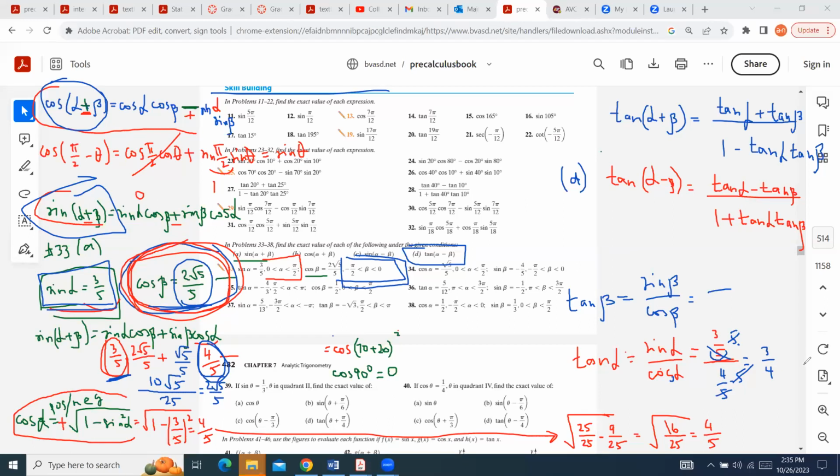So with beta, my sine of beta was found here. We struggled with it for a while. It was right there: the root of 5 over 5, right? And that will be my numerator.